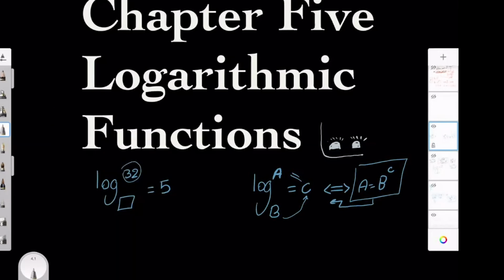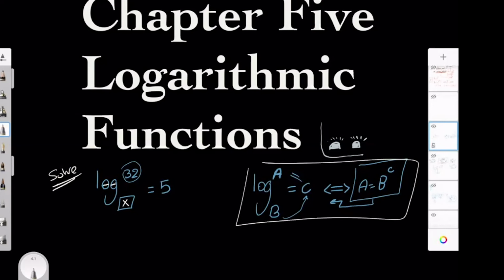So in order to solve this x, good, so there are equations in logarithm. They say solve, and I give you log. The foundation is we make a log in exponential. If I apply this rule, I'm going to have 32 equal to x to the power of 5.